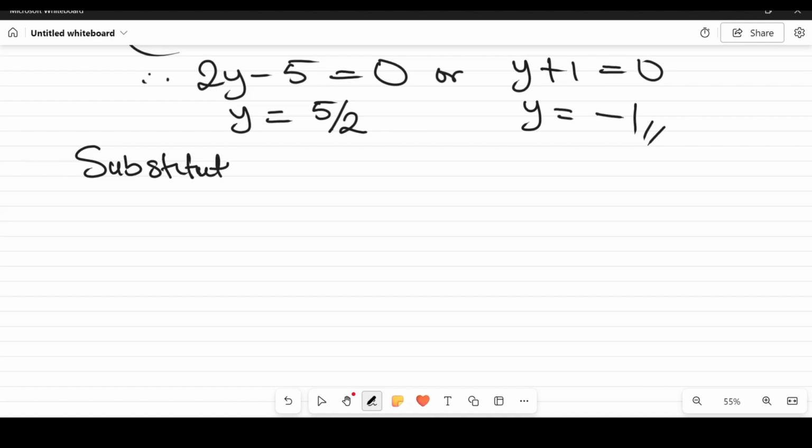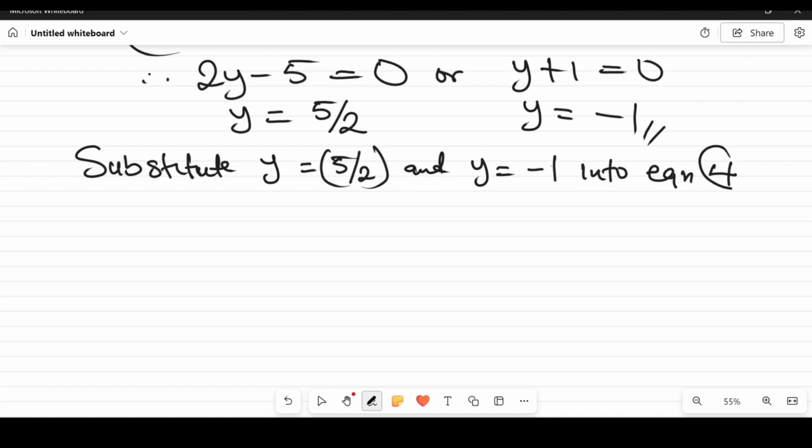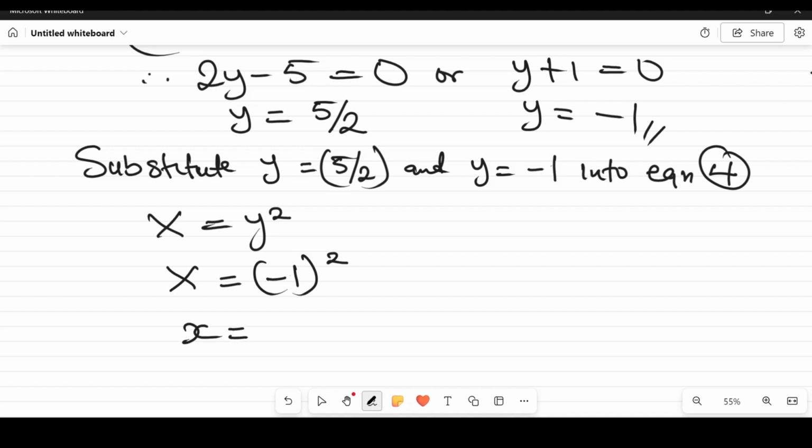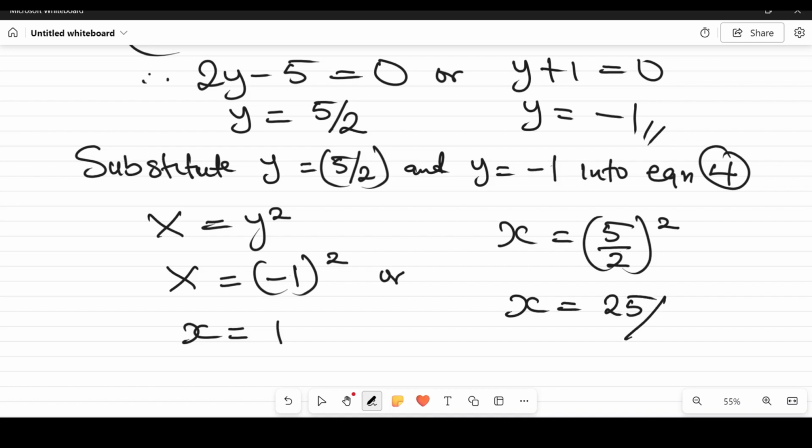Substitute y equal to 5 divided by 2 and y equal to minus 1 into equation 4. So we have that s is equal to y squared. So s is equal to negative 1 all squared, s is equal to 1, or s is equal to 5 divided by 2 all squared. S is equal to 25 divided by 4.